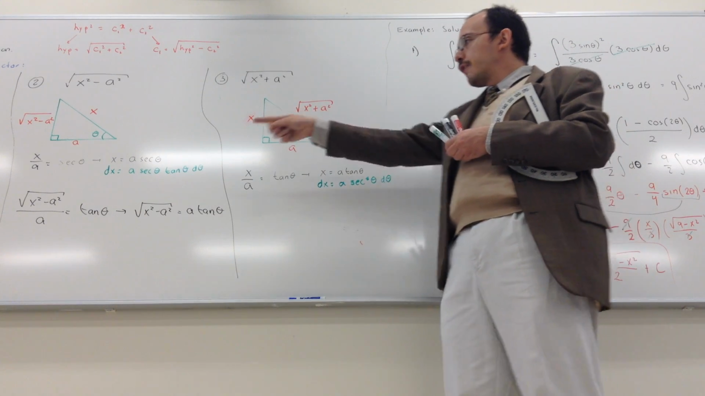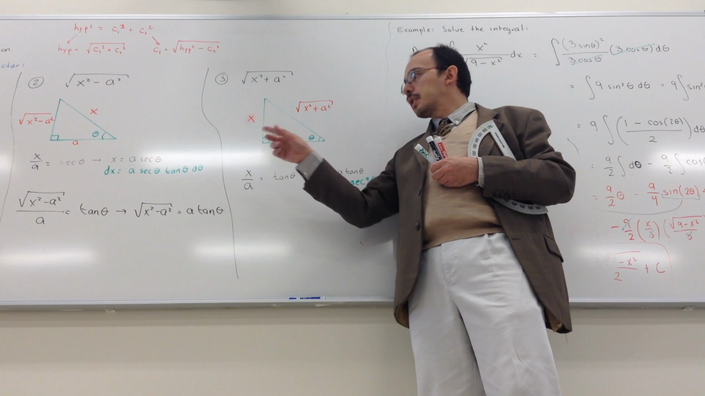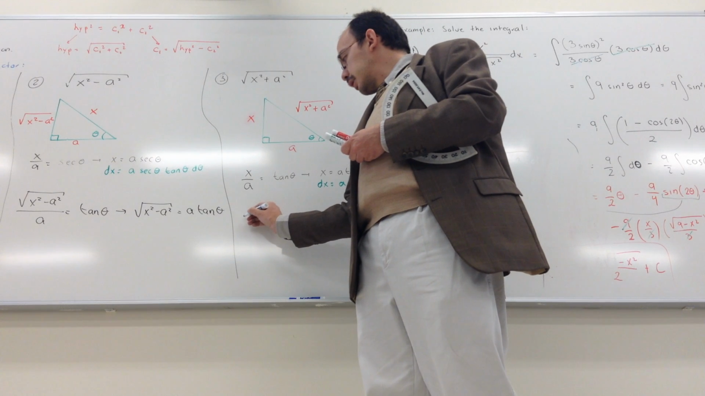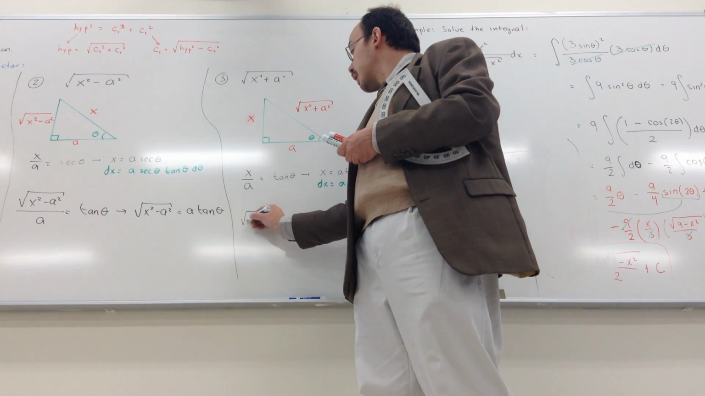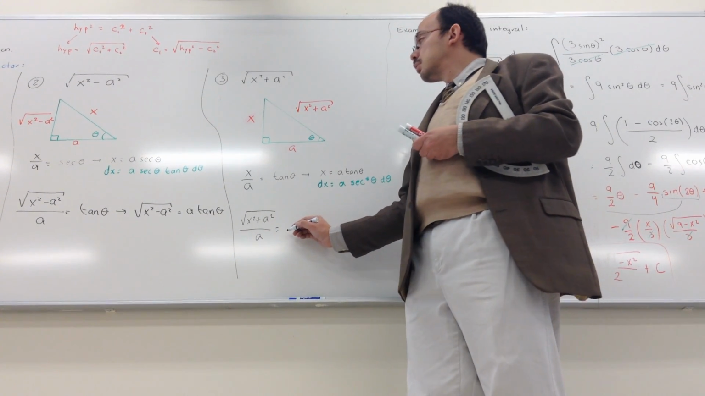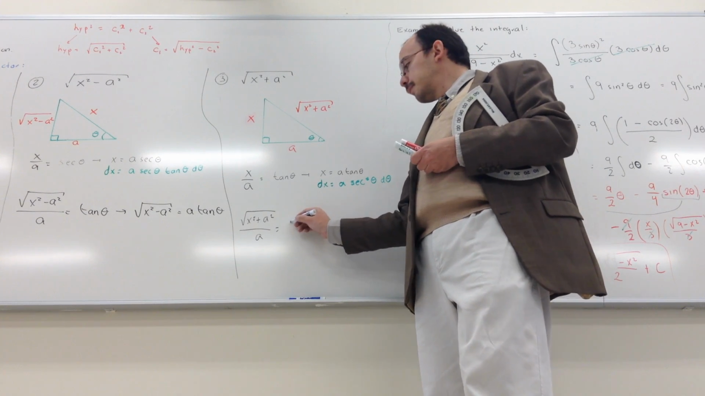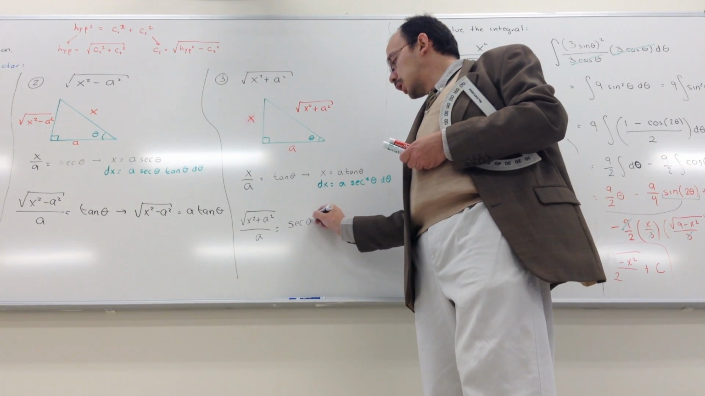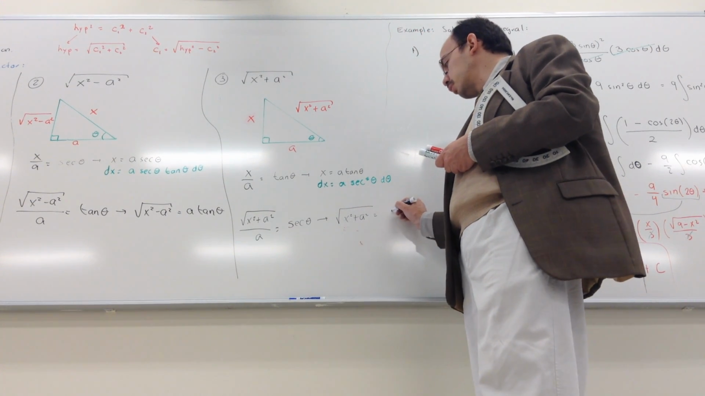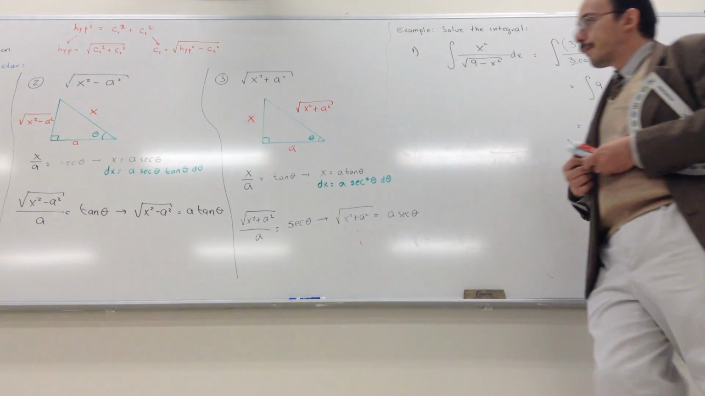Okay. So all of the x's are always functions, not cofunctions. Sine, secant, tangent. And the square root of x squared plus a squared over a is going to be equal to secant. Therefore, the square root of x squared plus a squared is equal to a secant. And that's it.